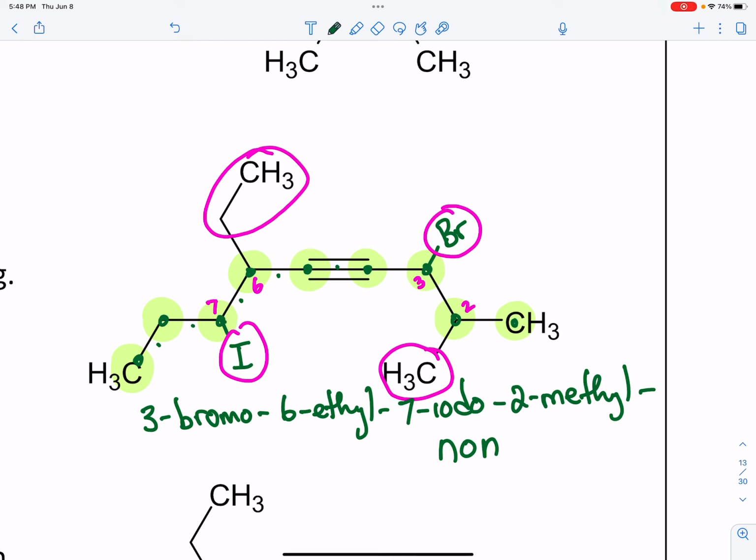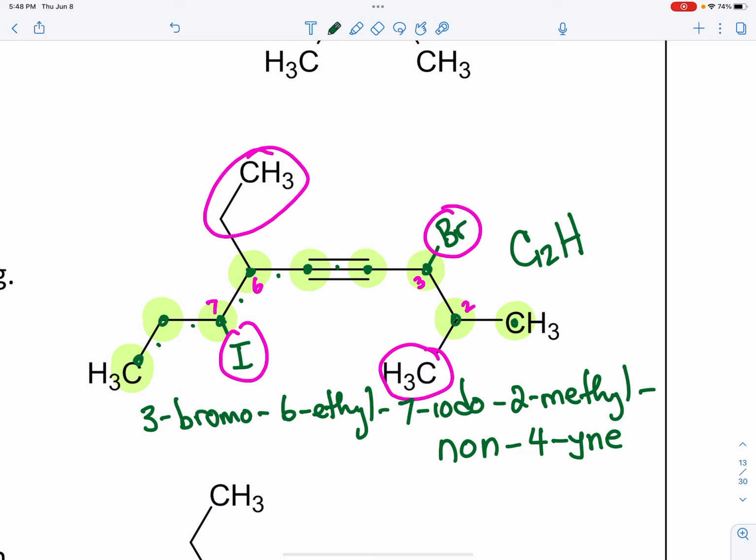And then it was an alkyne, and it was the 4th bond that was the triple bond. So non-4-yne would be its full name. What's its chemical formula? Well, nonyne has 9 carbons. The methyl gives us 10 carbons. The ethyl gives us 12 carbons, so C12.